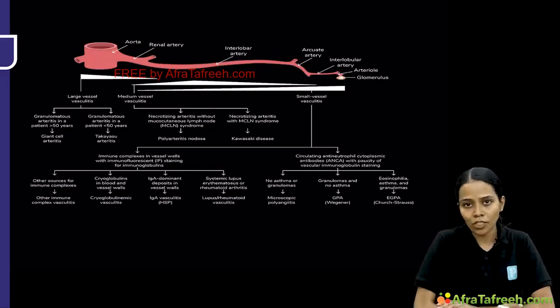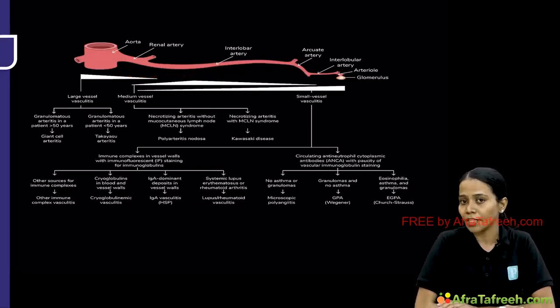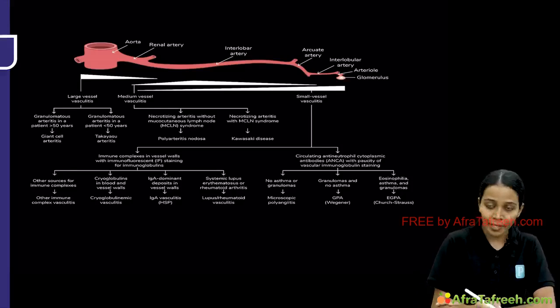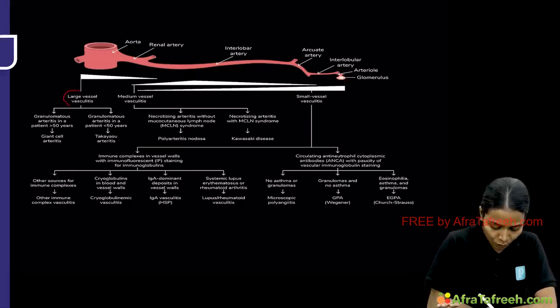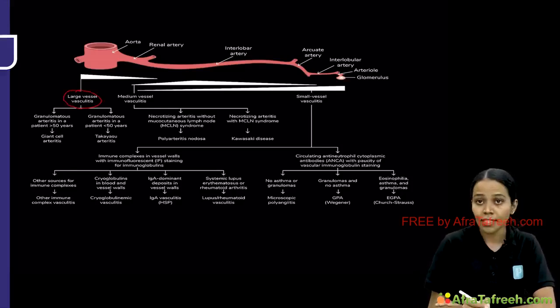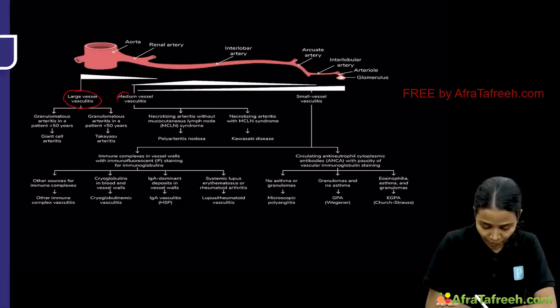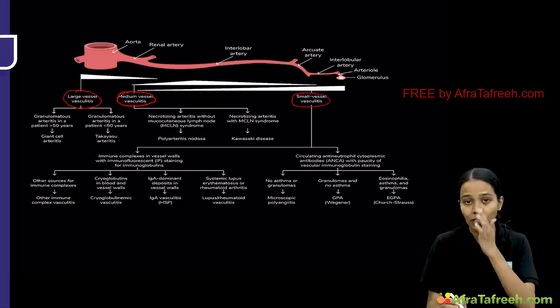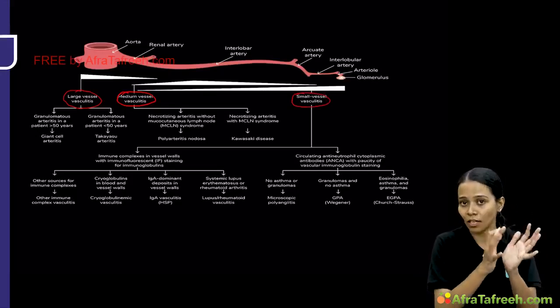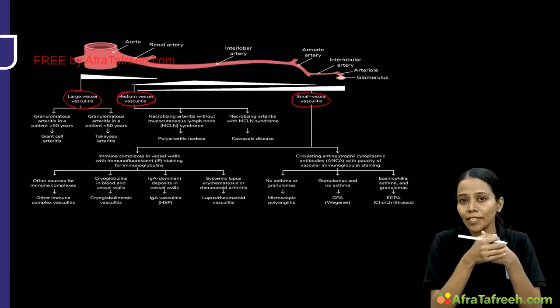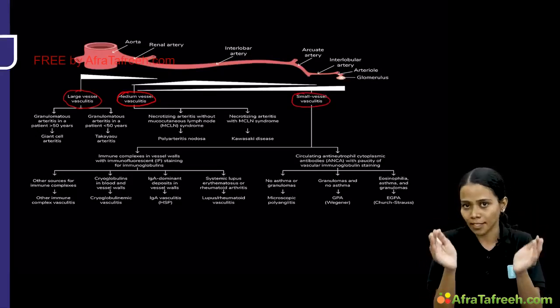So, in 2012, Chapel-Hill classification was created to classify vasculitis, and vasculitis was classified into three major sections based on the size of the vessel. The first one was large vessel vasculitis, the next was medium vessel vasculitis, and third is small vessel vasculitis. Okay, so based on the size of the vessel, it was large, medium or small. So with respect to kidney, how can we understand this?